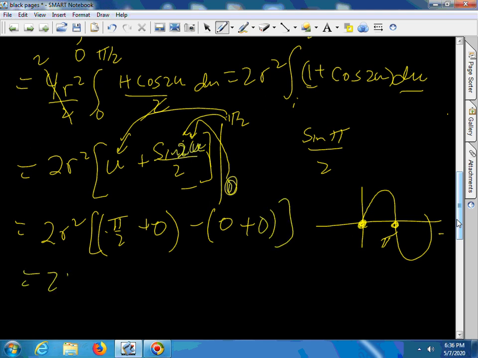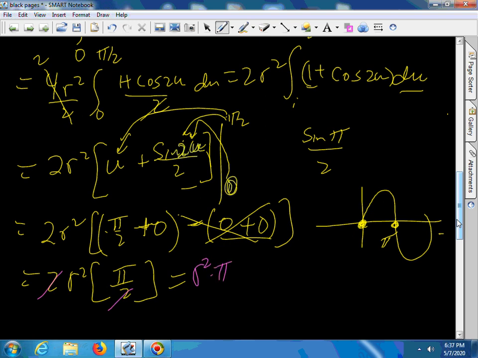So what's in the big brackets, well, this is 0, and take away 0, don't bother with, and pi over 2 plus 0 is pi over 2, and we are done. 2 goes into 2 evenly, and we're left with r squared times pi, better known as pi r squared. That is the area of the circle, pi r squared. Not because anyone told you, but because we proved it. Pretty neat.